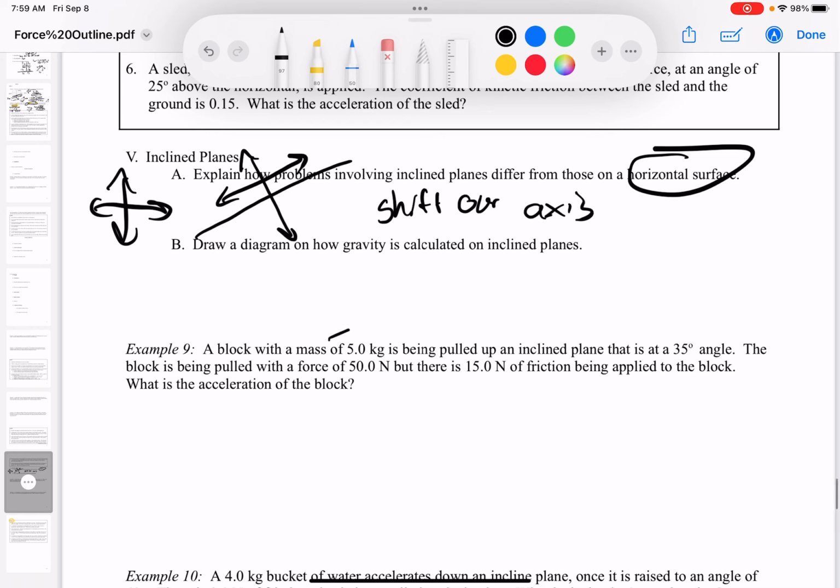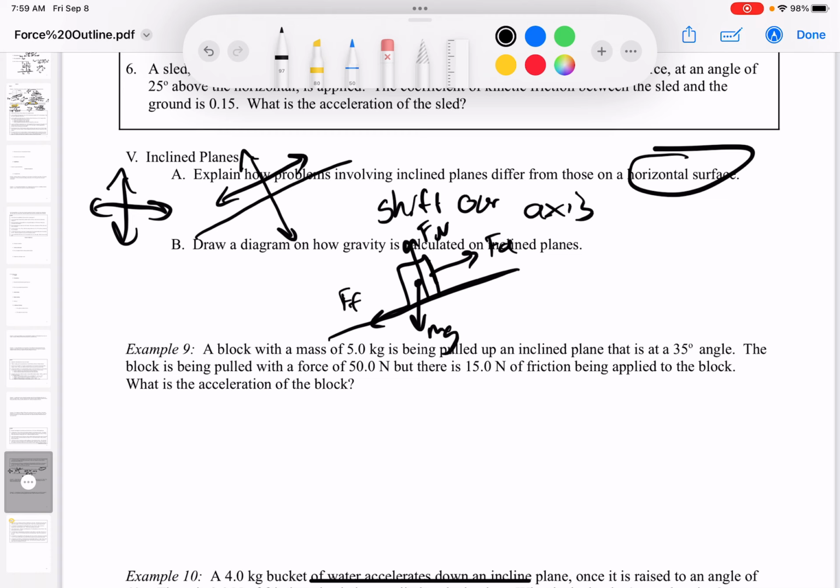Okay, so if I draw a free body diagram, you're going to have mg, obviously just straight down, right? Then you have Fn. Fn is always perpendicular to the surface, okay? And then you might have something like Ff. There could be an applied force up. You could also have an applied force down the inclined plane as well.